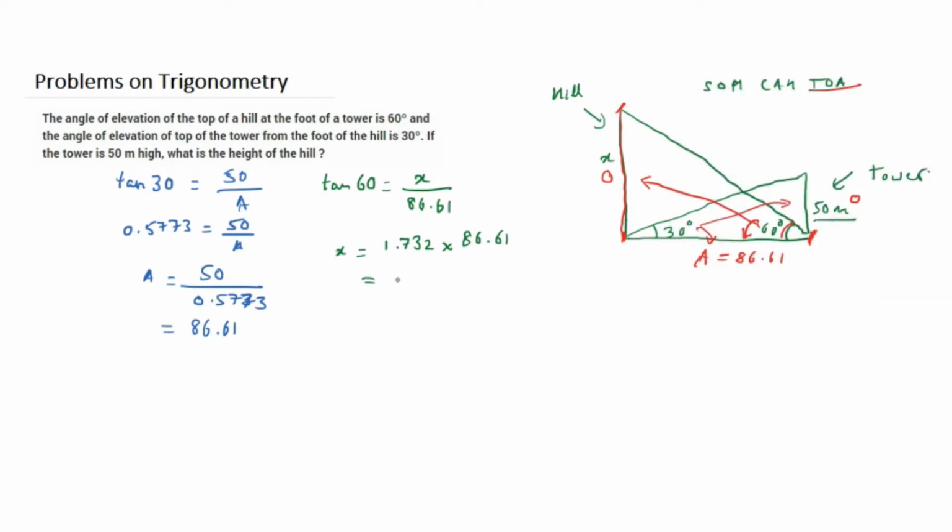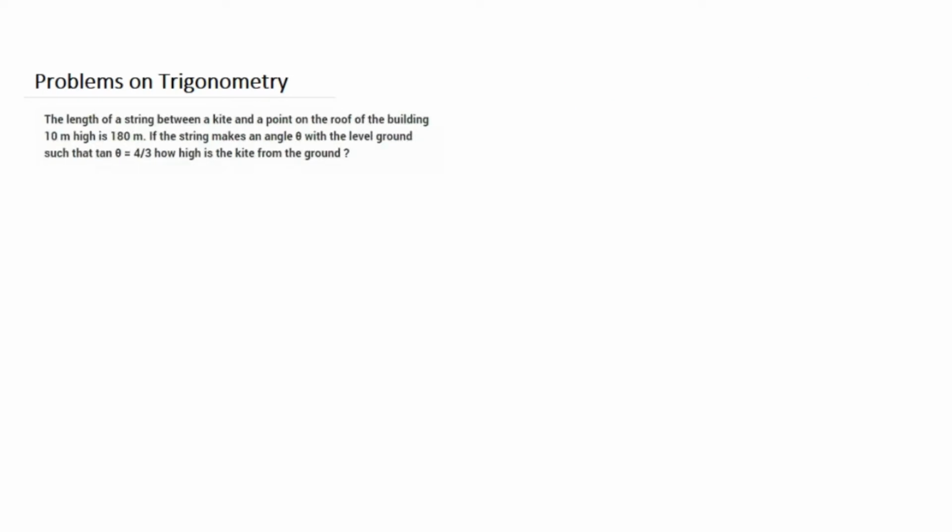If we multiply this by 86.61, we get that it is 150. So it was 50 meters, so this is going to be 150 meters. So therefore the height of the hill is equal to 150 meters. Let's move on to the last problem of the day.